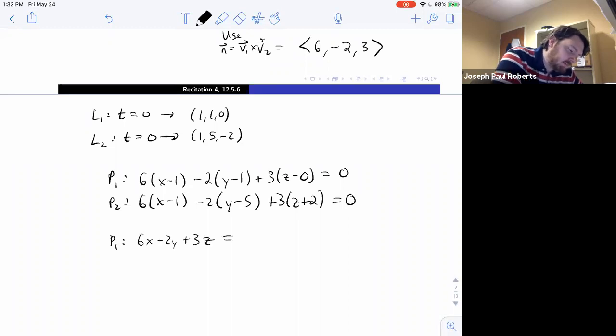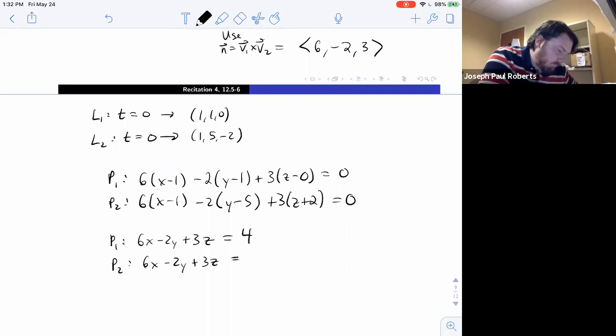equals what? 6. Oh yeah, so negative 6 plus 2 is negative 4. If I move that to the other side, I get 4. And then plane 2 is going to be 6x minus 2y plus 3z equals what? So negative 6 plus 10 is 4, plus 6 is 10, so when I move that over, that's going to be minus 10.